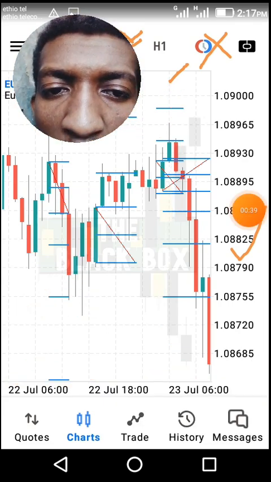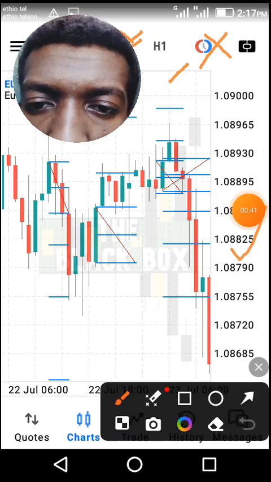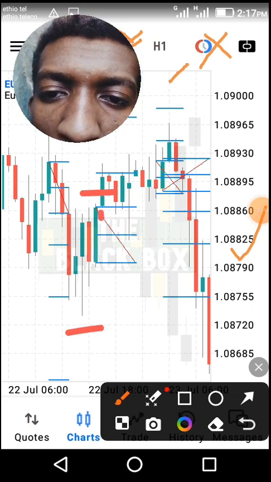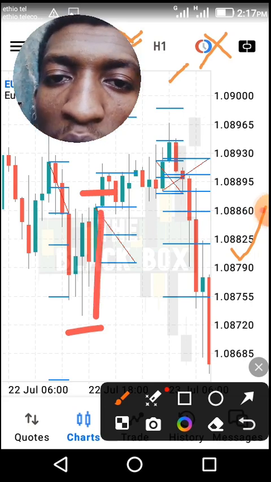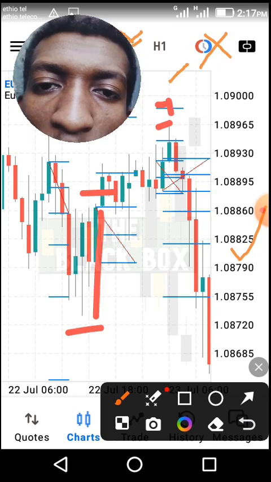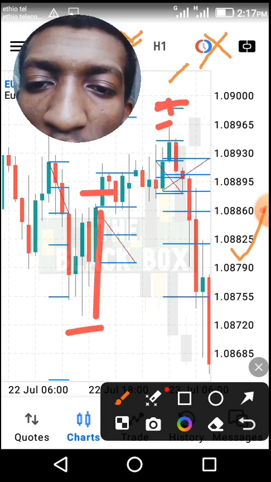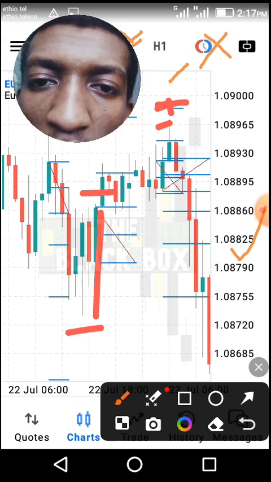Okay, and I told you to never trade these kinds of black boxes. As you can see, huge stop loss, not good. Instead of these kinds of stop loss, they are different. Okay, it is risky, so you never touch that thing.